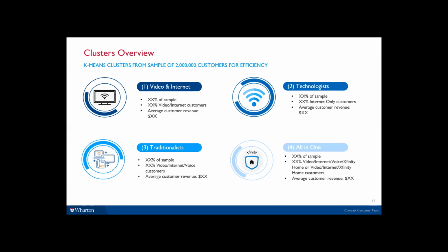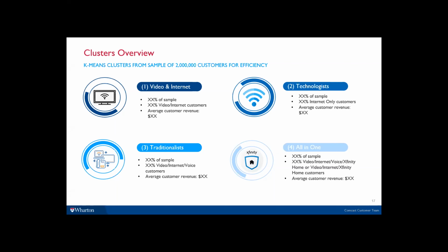So it was mostly, again, based on the type of bundle people were buying. So video and internet was up there, along with technologists, traditionalists, where you can see what each one is buying, and then all in one. Considering most of the data we had was on the packages and the bundles that people were buying, that's kind of what the clusters came out as well. We were limited in terms of customer level demographic data and things like that.